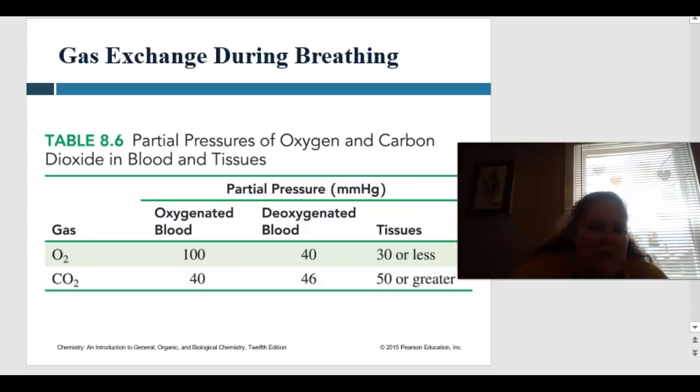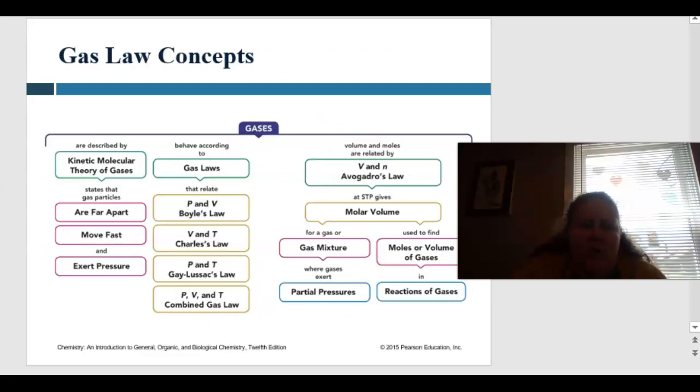So what happens with gas exchange during breathing? Well, our partial pressures of oxygen and carbon dioxide in blood and tissues. So you can see again here a handy-dandy little chart to summarize that. So our overall gas concept flow chart is going to be here, where gases are described by the kinetic molecular theory of gases, and it states that the gas particles are far apart, they move fast, and they exert pressure. They're going to behave according to gas laws that relate pressure and volume.